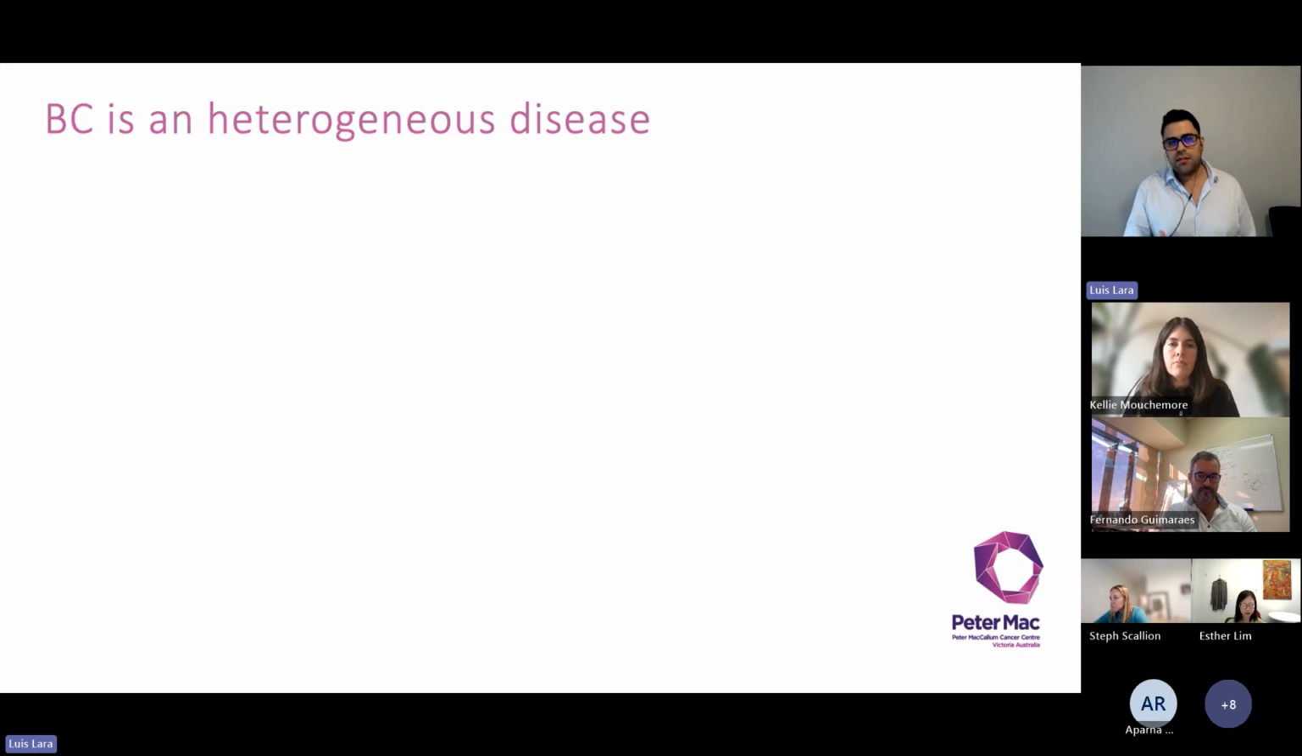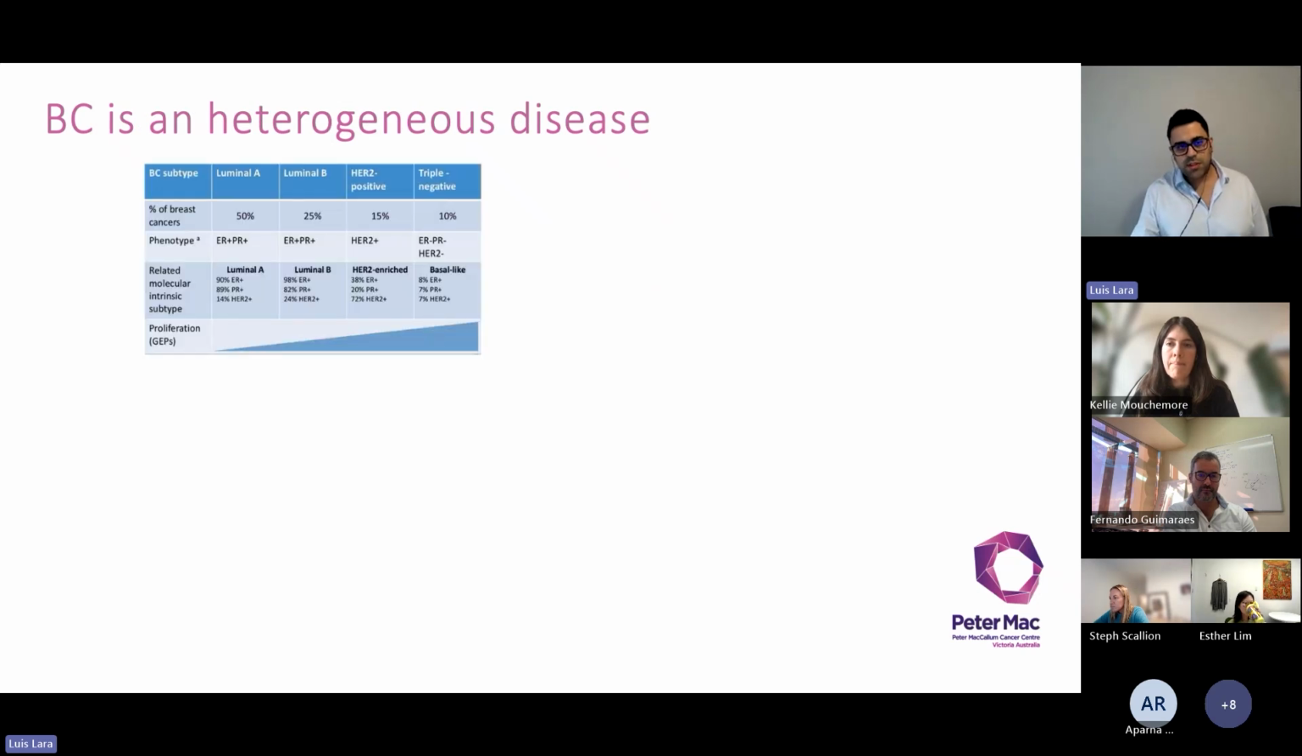So what is the actual problem? The problem is that breast cancer is a heterogeneous disease. We have multiple subtypes of breast cancer, of which I'm focusing on the HER2-positive. The HER2-positive disease encompasses roughly 15% of the total breast cancer tumors and is characterized by the production of the HER2 protein. And that production of the HER2 protein leads to increased proliferation and cell division. So it's an aggressive phenotype.